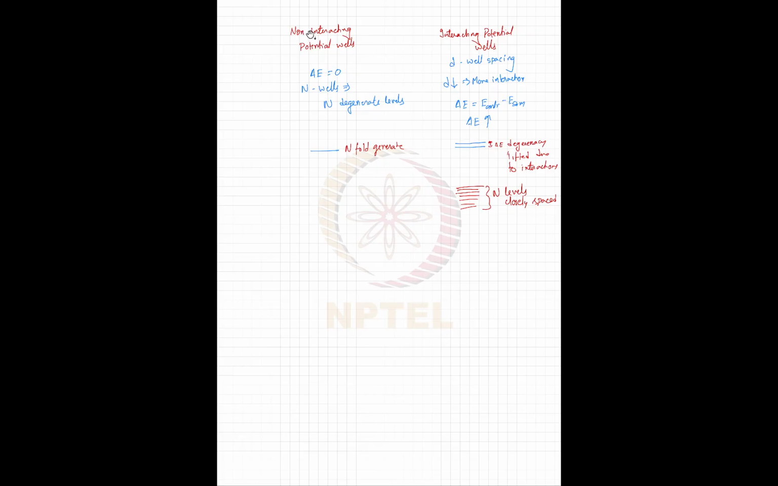So you can see, for non-interacting potential wells, which are basically far apart, you have delta E equal to 0. If there are n wells, then there will be n degenerate energy levels. For interacting potential wells where d is smaller, and the smaller it goes, the interaction increases, delta E is given by E anti minus E symmetric, and delta E increases with decreasing d. So you don't have degenerate energy levels.